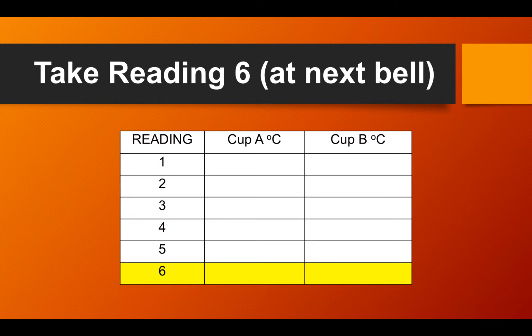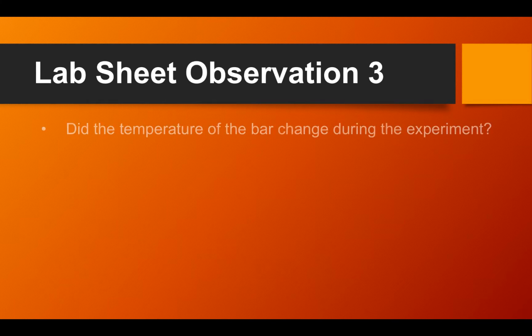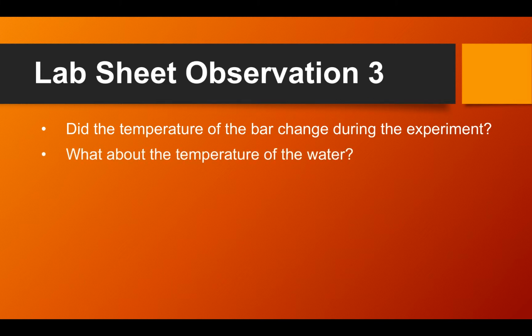All right, write down your last reading, number 6, for the temperatures of cup A and B. So lab sheet observation 3. Did the temperature of the bar change during the experiment? What about the temperature of the water? If so, what changes did you see?